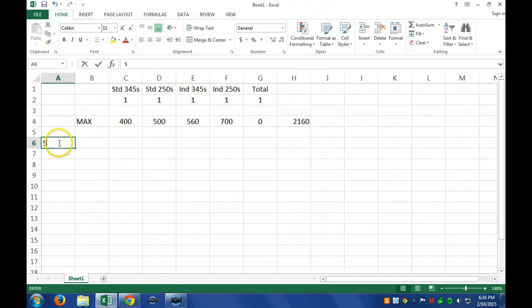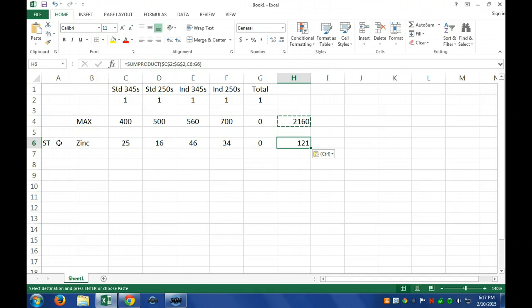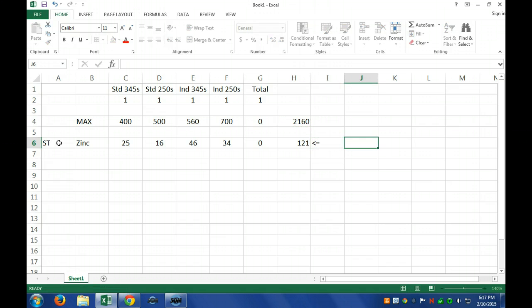Skip a line, subject to, let's put in my zinc, and my zinc is 25, 16, 46, and 34, 0. Copy my formula down, whoops. And it has to be less than or equal to 2,500.